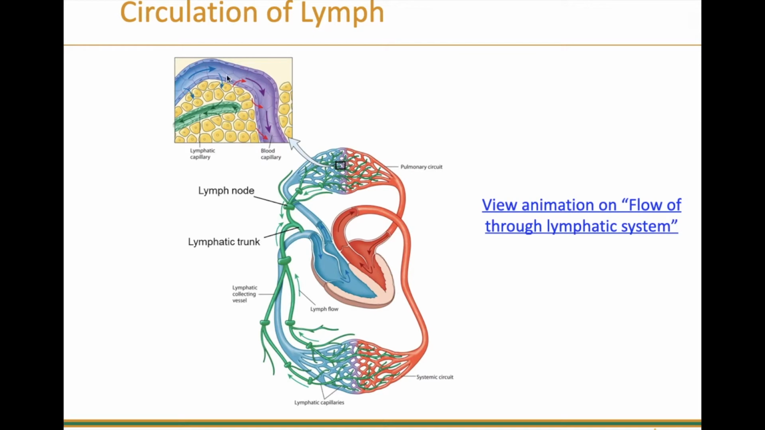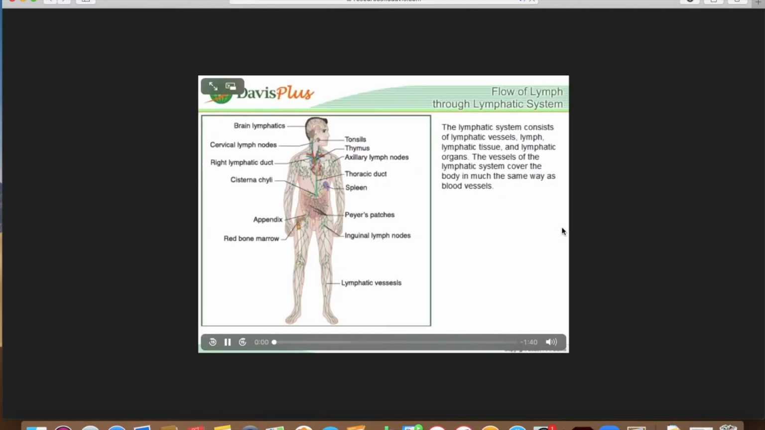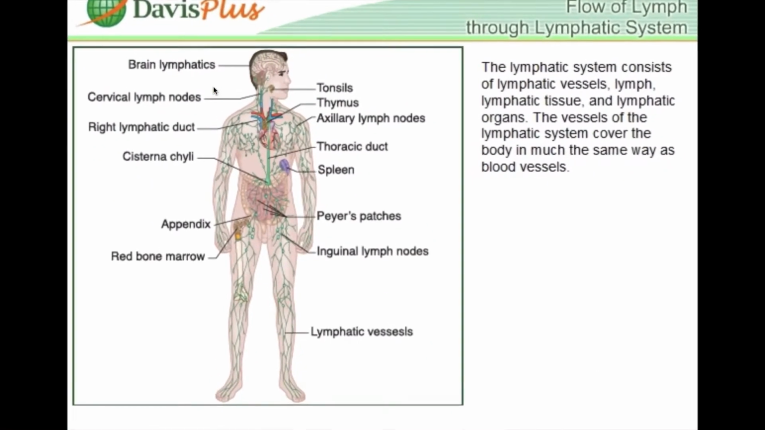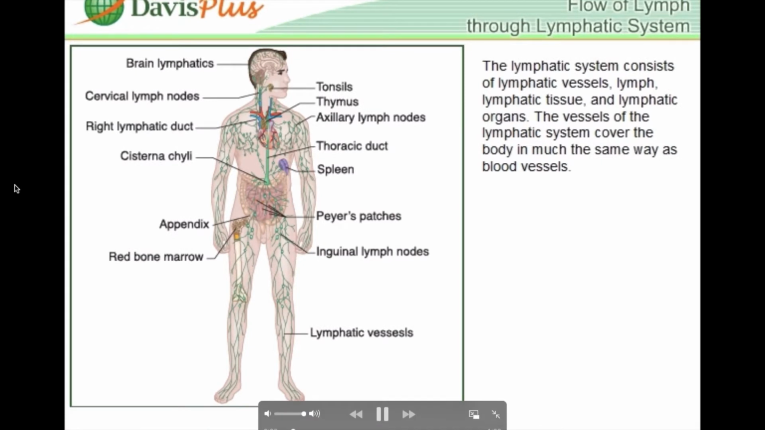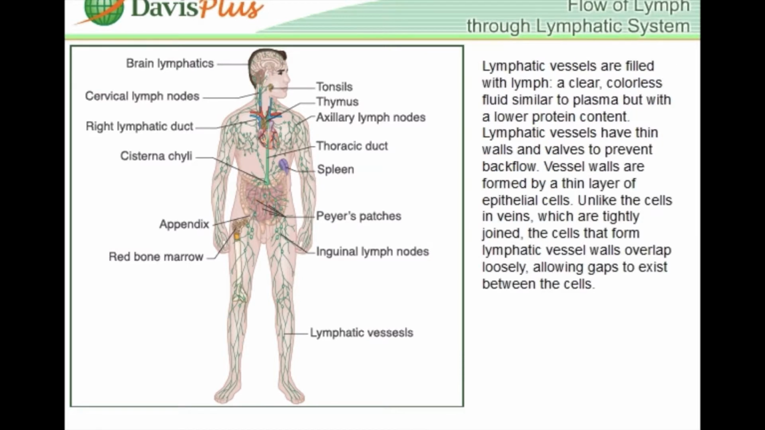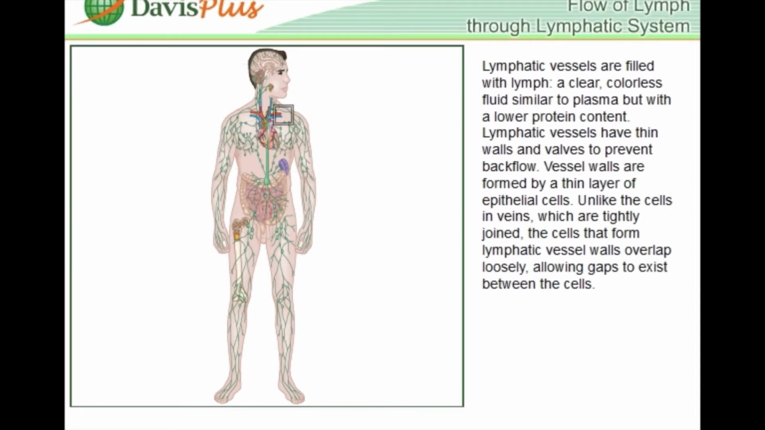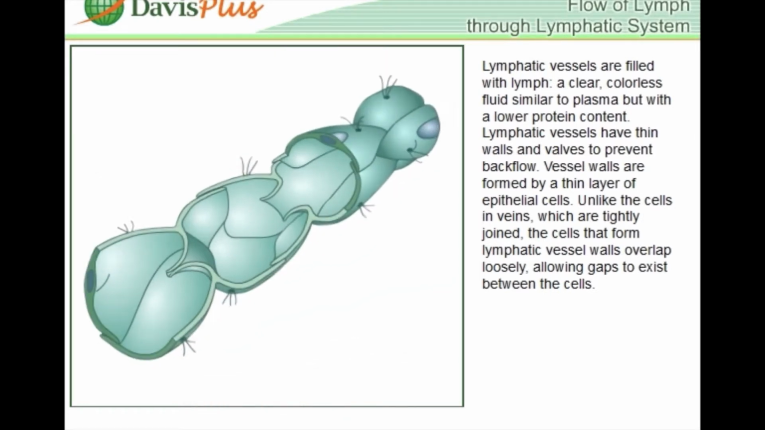We're going to watch this animation on how lymph is formed and how it flows. The lymphatic system consists of lymphatic vessels, lymph, lymphatic tissue, and lymphatic organs. The vessels of the lymphatic system cover the body in much the same way as blood vessels. Lymphatic vessels are filled with lymph, a clear, colorless fluid similar to plasma, but with a lower protein content. Lymphatic vessels have thin walls and valves to prevent backflow.